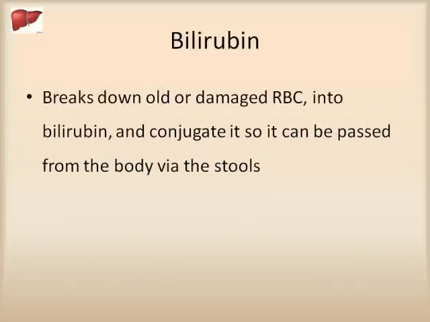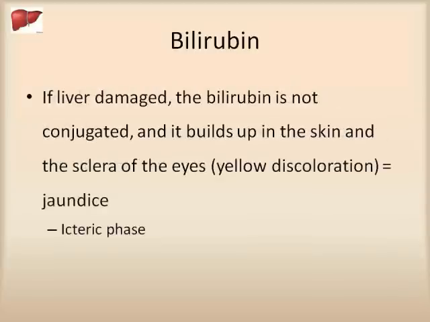Bilirubin. Bilirubin is a part of bile, but let's look at what else it does. The liver breaks down older damaged red blood cells into bilirubin. Then it conjugates it so it can be passed from the body via the stools. So the liver has to break down the red blood cells, change it, and then the body can get rid of it through the GI tract.